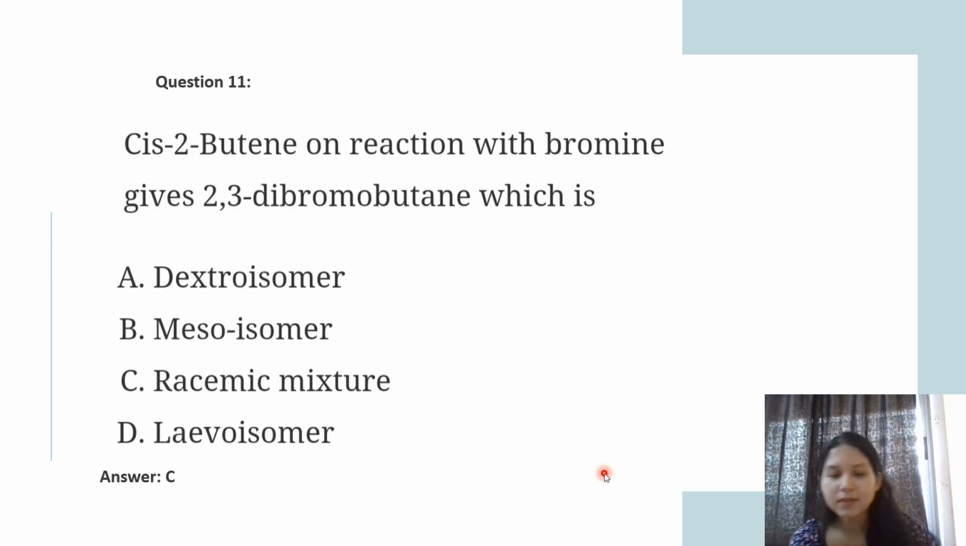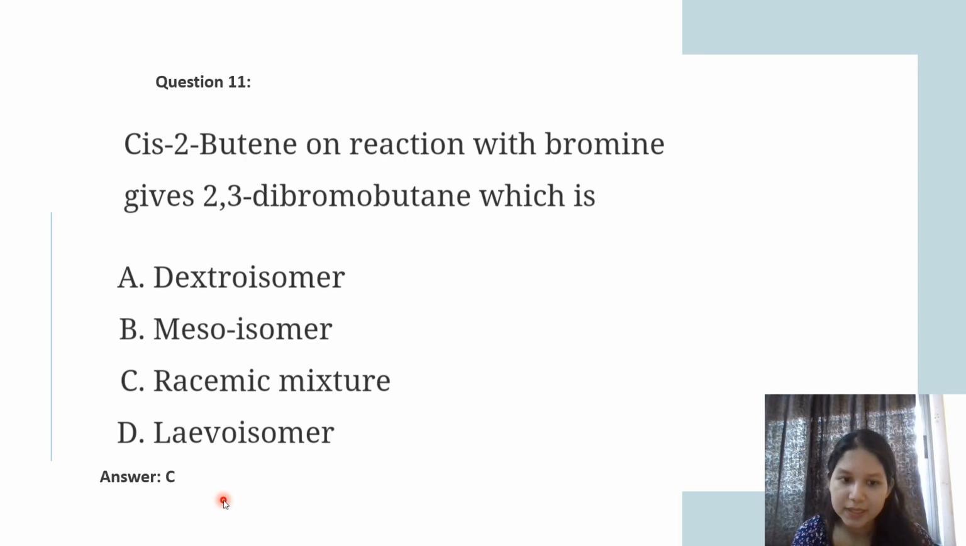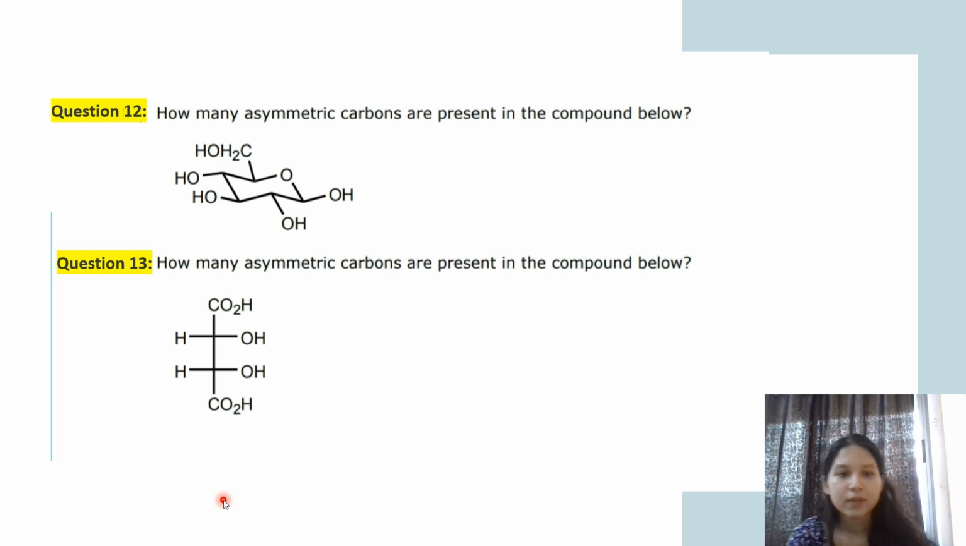So, the answer to this question number 11: cis-2-butene on reaction with bromine gives 2,3-dibromobutane, which is a racemic mixture. Thus, option C is the correct answer for question number 11. Then you have question number 12. How many asymmetric carbons are present in the compound below?